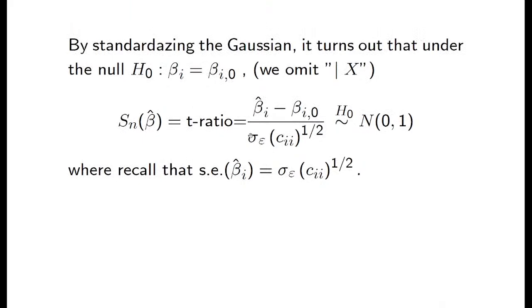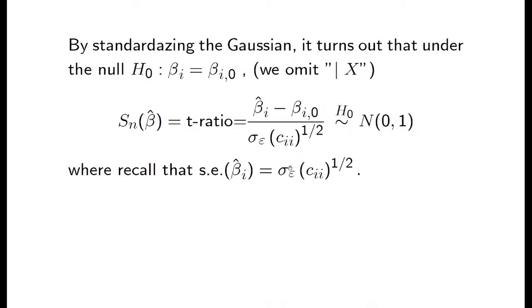I will say, if I divide by sigma epsilon, which I know, please recall, case 1, I know it, and I have the square root of CII under the null, this will be normal 0, 1. And recall that even if I know sigma epsilon, the numerator here is the standard error of beta I.